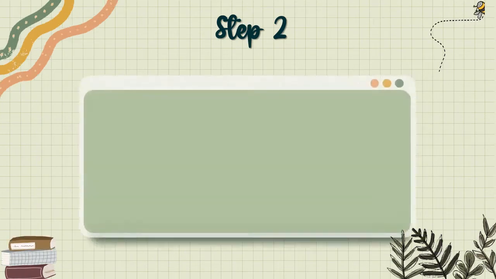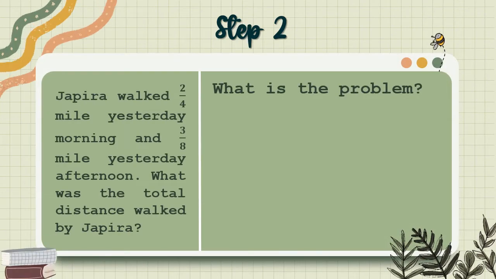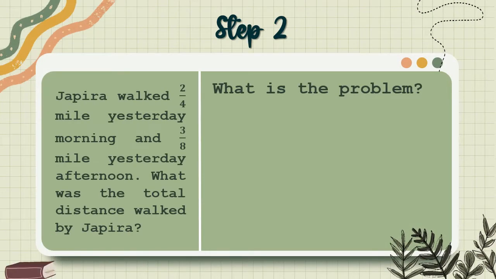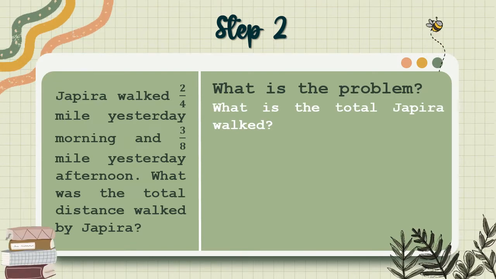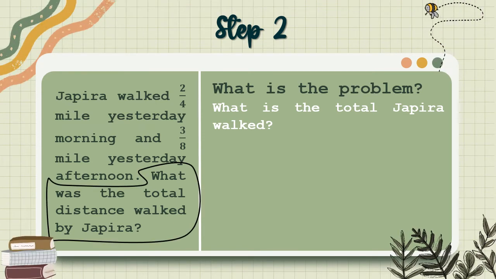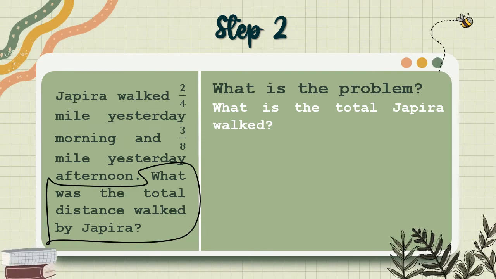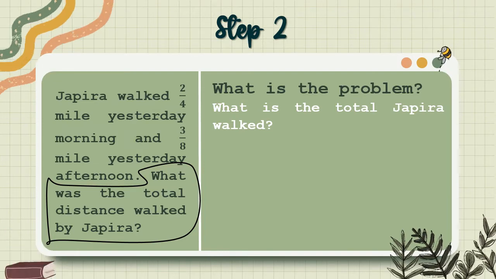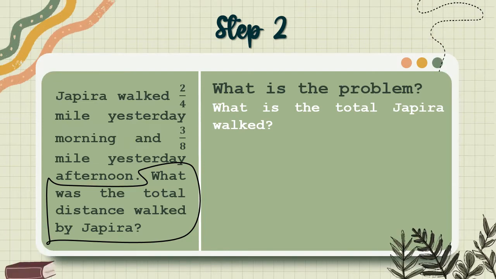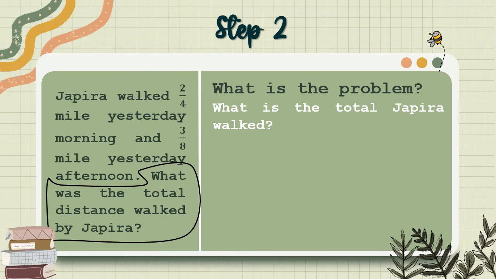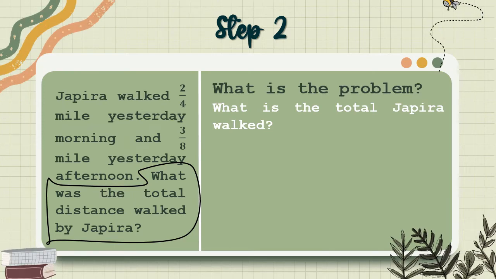Next, step 2, what is the problem? In step 2, we have to identify what the problem is. The problem is identified by the question mark here. In our problem, what is the total distance walked by Zafira? If you can identify what the problem is, you will complete step 2, which means you're almost halfway there in solving this word problem.